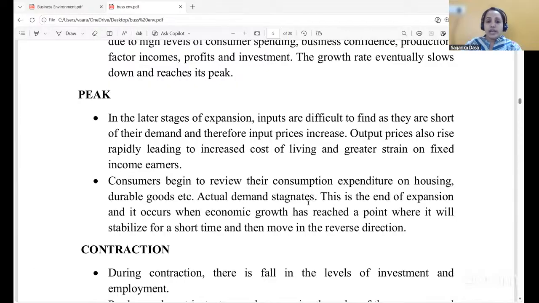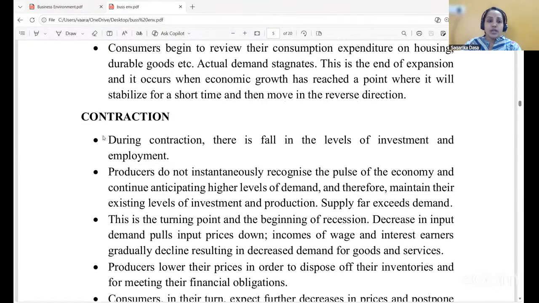Actual demand stagnates. This is the end of the expansion stage. Now expansion, as it expands, and after it reaches a peak stage, it will stop expanding. After the peak stage, we come to a stage called contraction. During the contraction, there is a fall in the levels of investment and employment. The employment levels will be reduced, and the investment levels will also reduce.